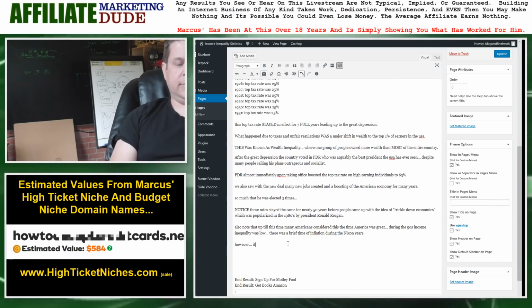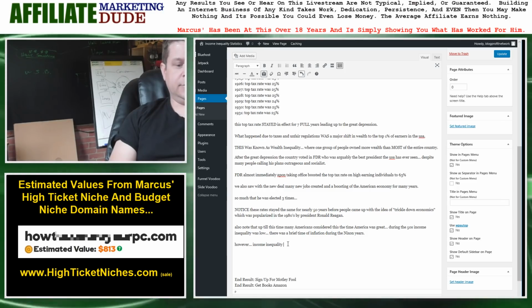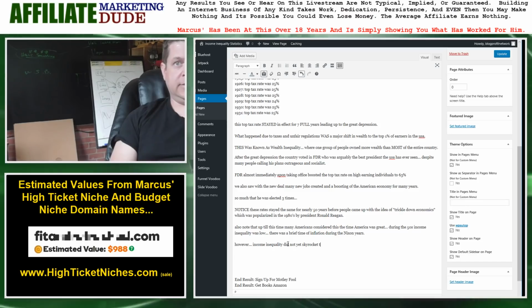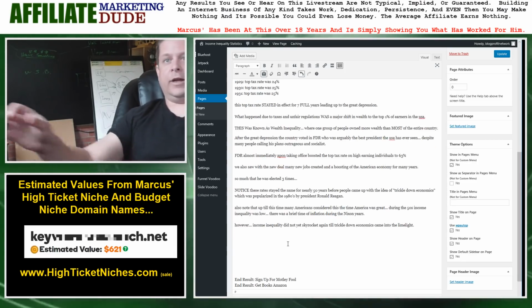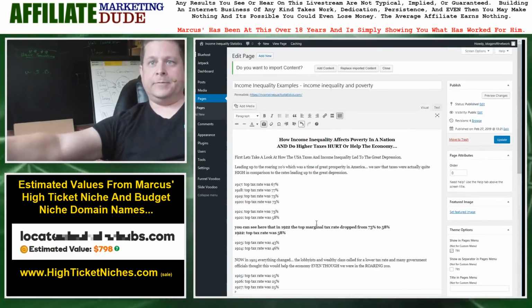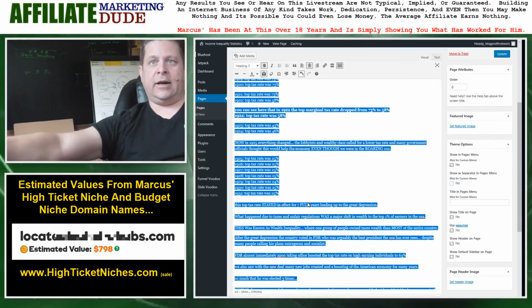However, income inequality did not yet skyrocket again till trickle down economics came into the limelight. Okay? So what we're looking at here is we're like, okay, here's my idea. Okay, here's our word. So let's see how many words we're at.